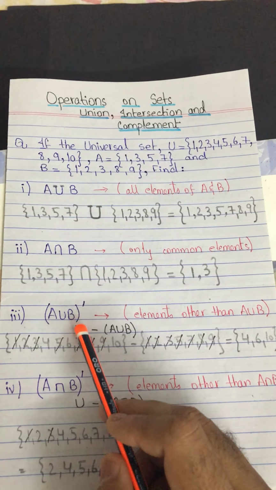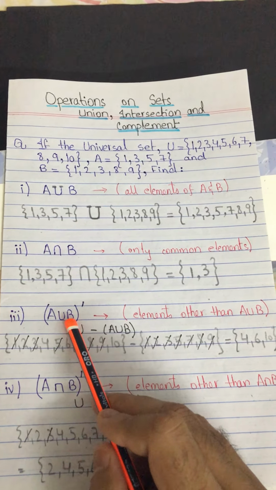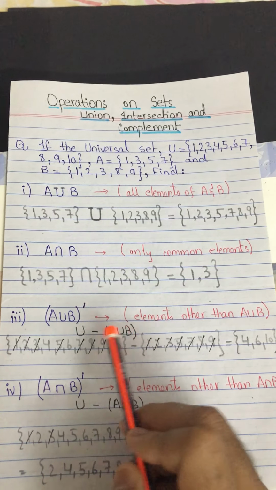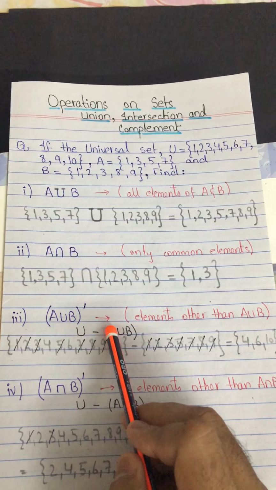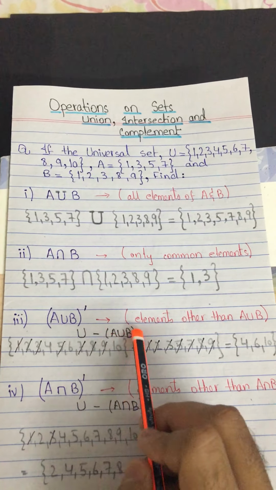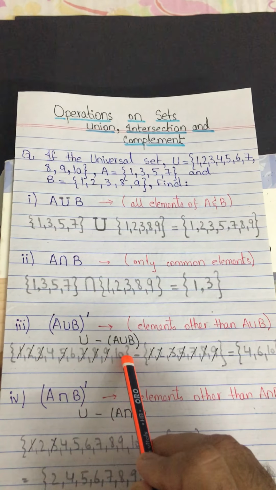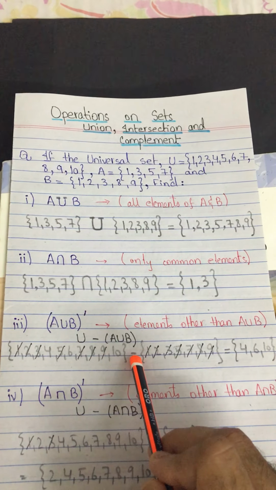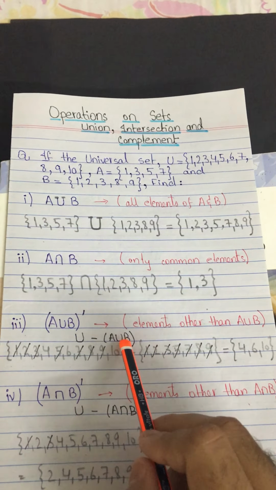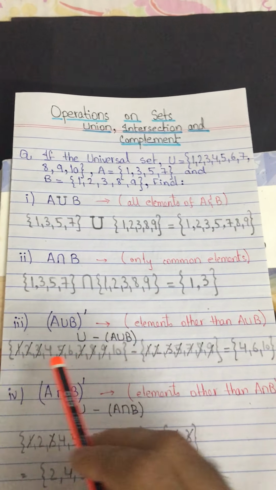If you have to find the complement, you will just subtract that thing from the universal. So U minus A union B, this is universal minus A union B, will be the answer of A union B whole complement. This is basically a formula. So what will I do? I will write all the elements of universal, and then I will put a subtraction sign, and then I will write the answer of A union B, which I found out in part A. And then I will start cancelling out.